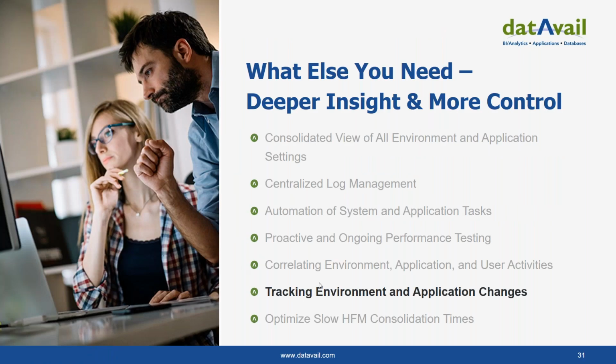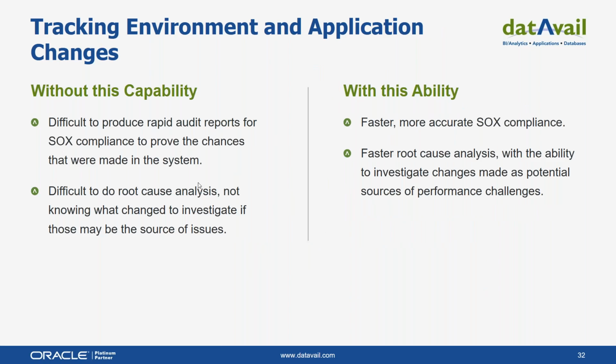The other thing is tracking environment and application changes. If you are not able to track these things, it's difficult to produce rapid audit reports for SOX compliance to prove what changes were made in the system. So everybody typically has change control processes in place. You have to have certain approvals in place before a change can be made. But that's fine to have the approval process; to be able to prove out was what changed truly what was approved, or did anything change that wasn't approved? That's more difficult, right? So you have to actually see the changes in the system. So it's difficult to produce audit reports around that.